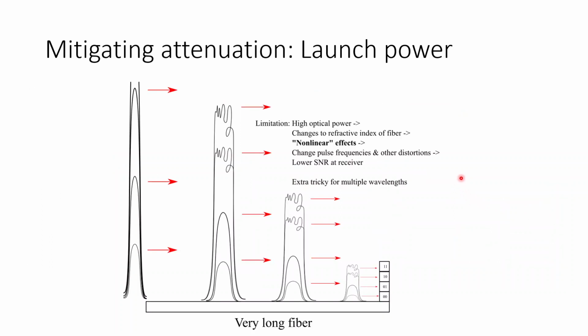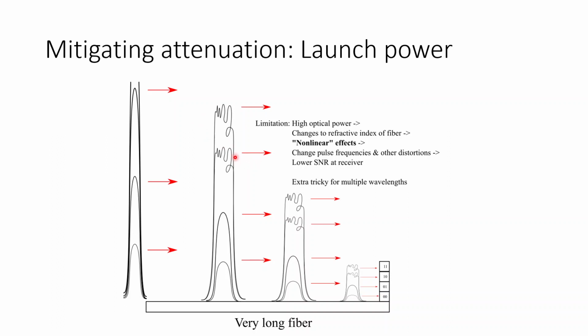Well, the reason is something called nonlinear effects in optical fibers. Essentially, if you have an extremely high power pulse, then the very strong electric field that the pulse has is going to change the refractive index of the fiber. So when the refractive index changes, you also change the phase of the light, which can distort the pulse in all kinds of strange ways.